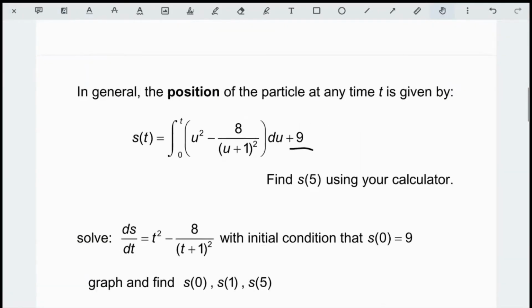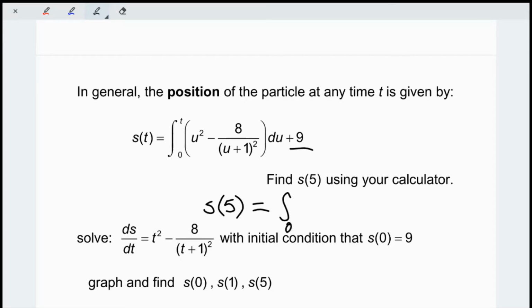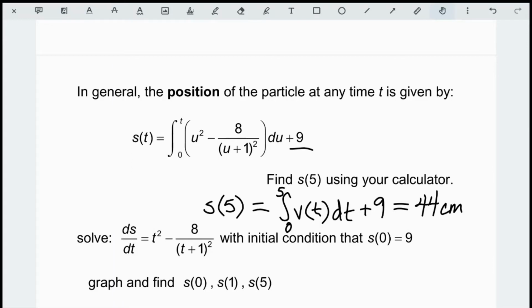So the question then says, find the position at time 5 using your calculator. Well, what you would do on your calculator is this: the position at time 5 would be equal to the integral from 0 to 5 of that velocity function, and then we just add 9 to that. And when you do that, you get a position at time 5 of 44 centimeters. Okay, so fairly simple to do and easy to understand what's going on because we're talking about motion, and everybody's pretty comfortable working with motion problems at this point.